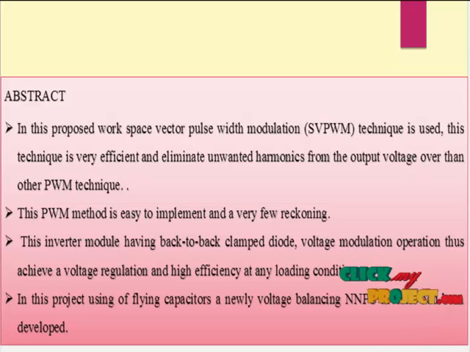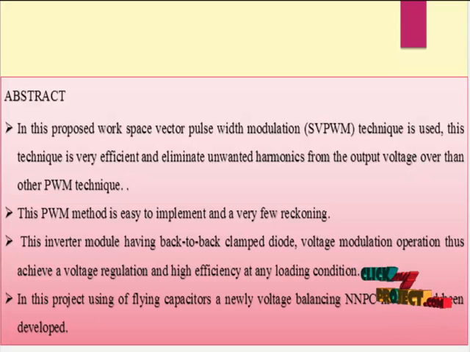In this present work, a new voltage balancing neutral point clamped inverter has been developed. This output is utilized in the transportation industry to adopt multi-level inverter based propulsion systems. In this proposed work, the space vector pulse width modulation technique is used. This technique is very efficient and eliminates unwanted harmonics from the output voltage better than other PWM techniques. This PWM method is easy to implement and requires very little computation.